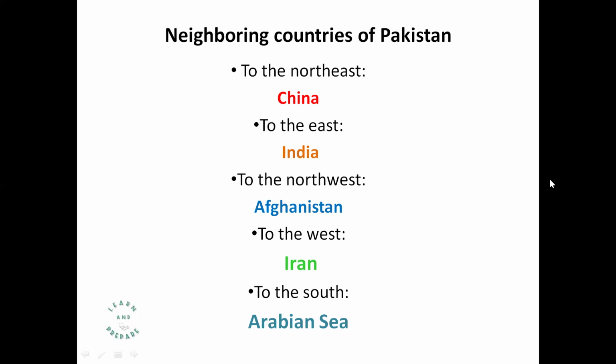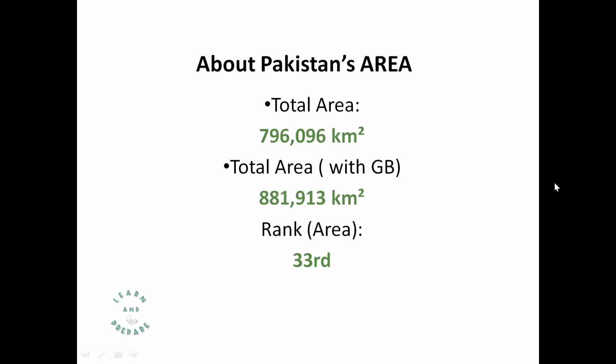Our next slide is about the area of Pakistan. The total area of Pakistan is 796,096 square kilometers, and the total area with Gilgit-Baltistan is 881,913 square kilometers, while the world rank of Pakistan on the basis of area is 33rd.